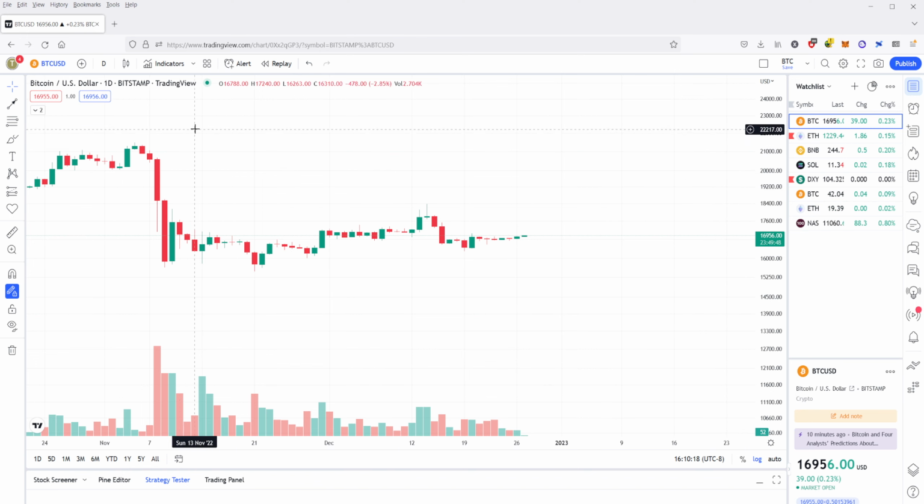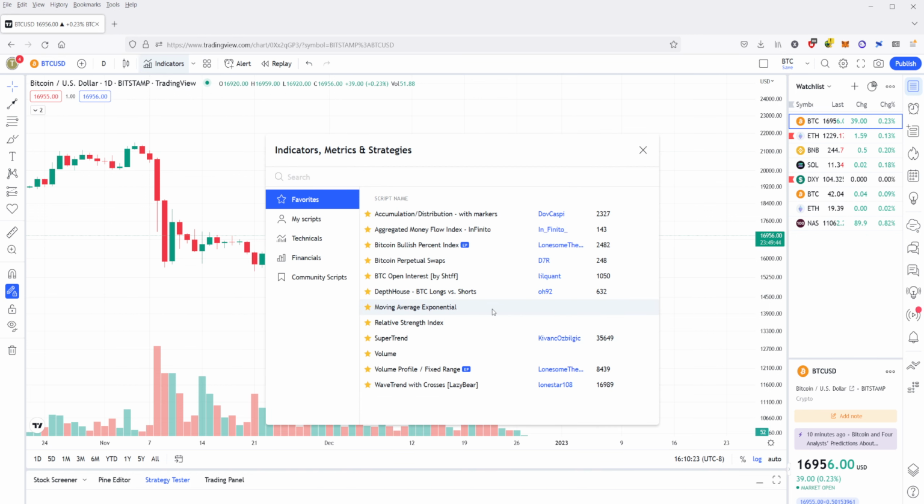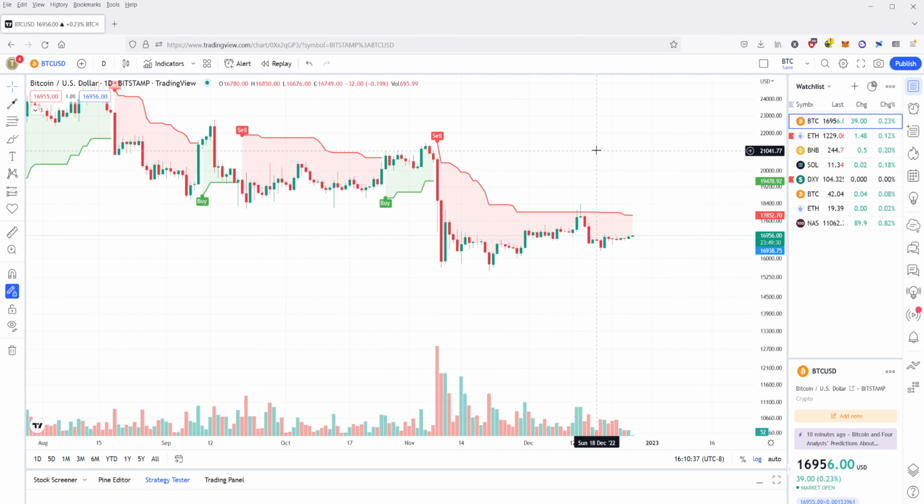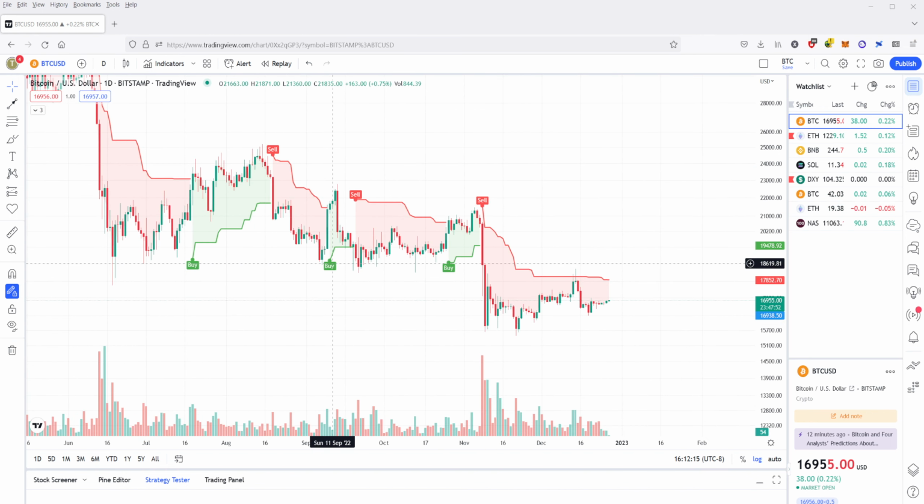Now, in order to find this, you can come on here to TradingView, go up to Indicators, and then from here, you can type in Supertrend. And you can see there are multiple Supertrends that pop up here. This is the one that I like by KivancOzbilgic. So just click on that and it should pop up here. So you can go ahead and use this as an indicator to give you a general idea when to buy or sell an asset.